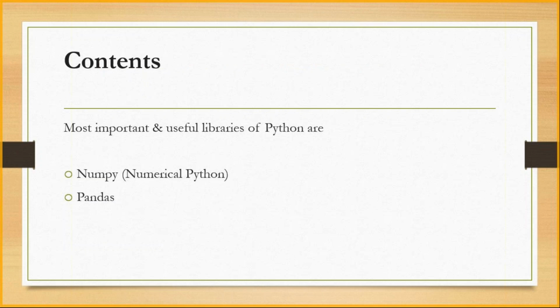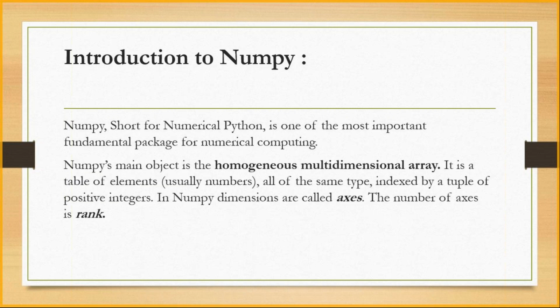NumPy is one of the basic libraries in Python. We can do numerical things in this library. This is the basic and fundamental library for doing any kind of numerical computing. The objective of this library is to make all the arrays homogeneous, that is, homogeneous multi-dimensional arrays. NumPy mainly explains the n-dimensional arrays. So this is all about NumPy.